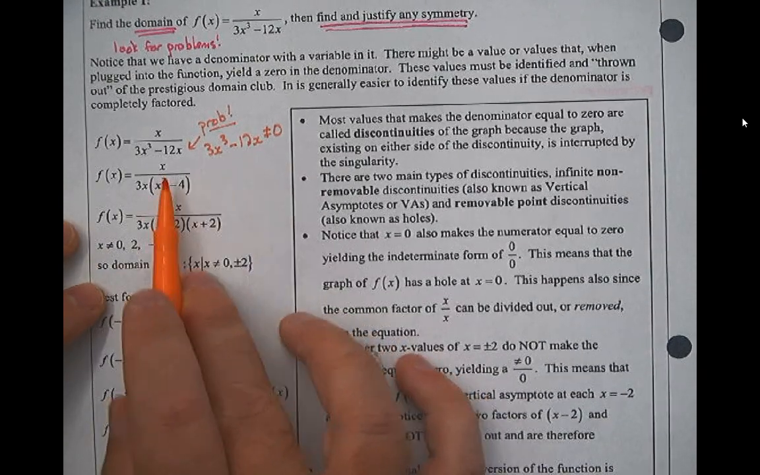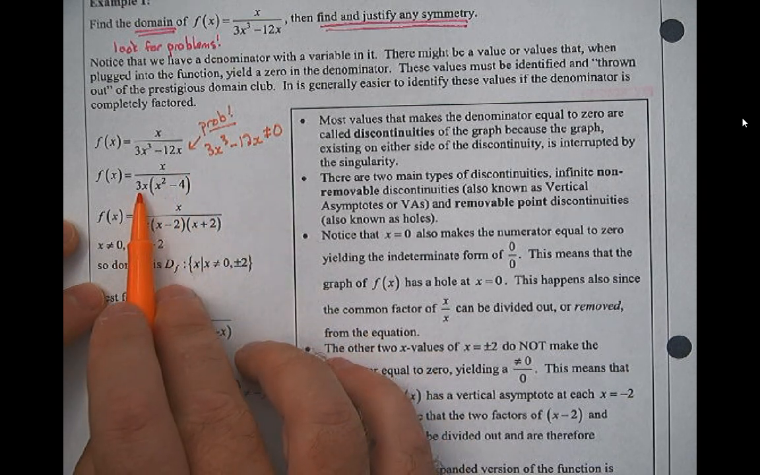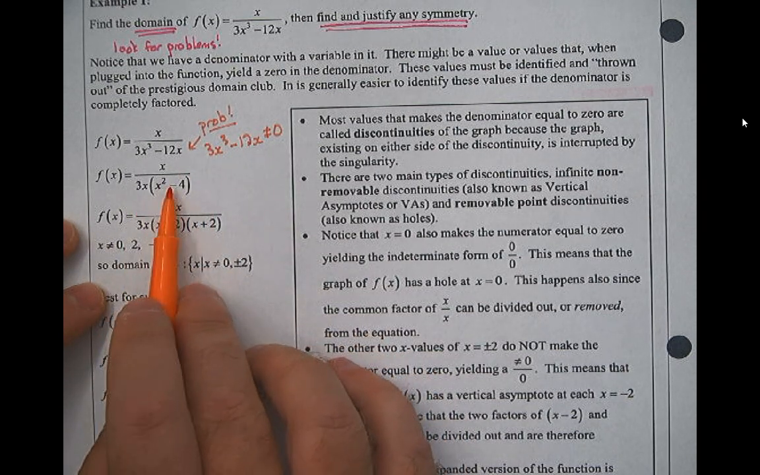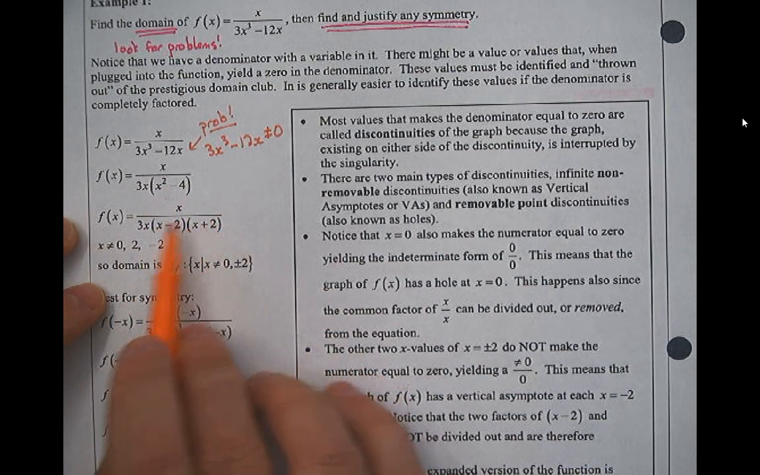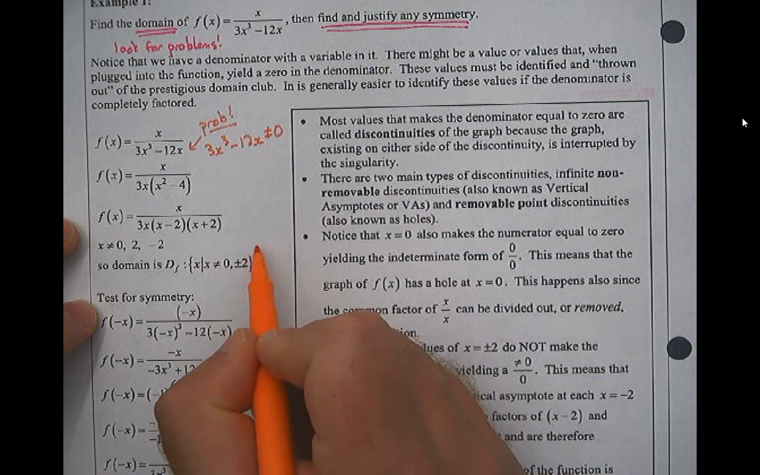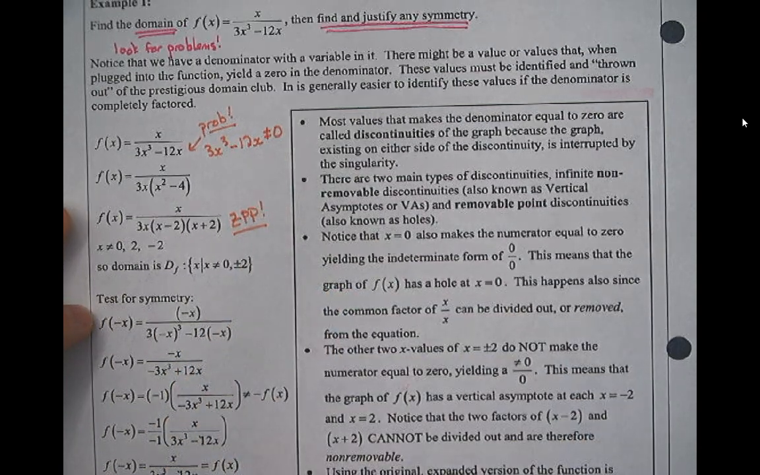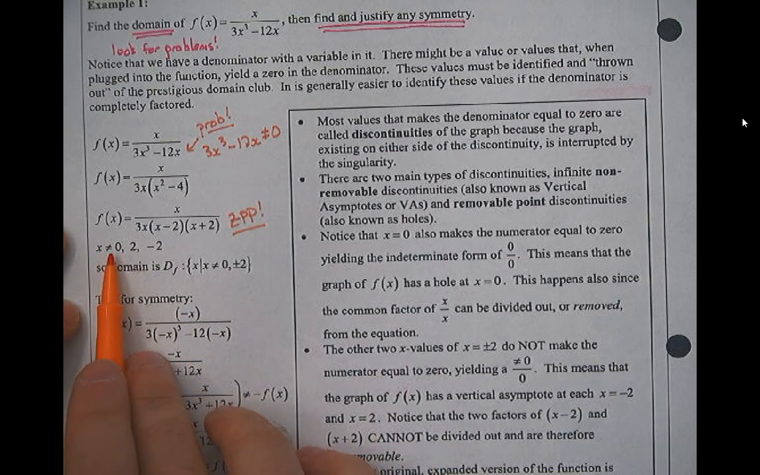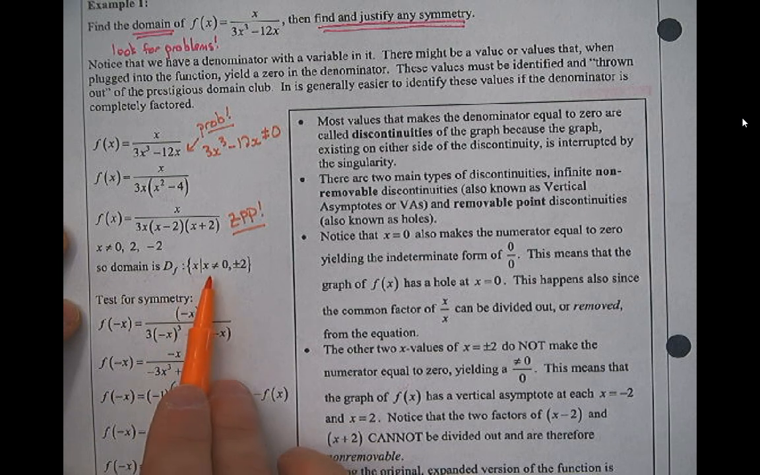So he did the work for us, so I'm not going to redo it. He factored out the common term of 3x. That left us with x squared minus 4. X squared minus 4 is a difference of squares, so he factored that into x plus 2, x minus 2. Then he used the zero product property on each one of those, and he figured out that x cannot be 0, 2, or negative 2. So the domain is blah, blah, blah.